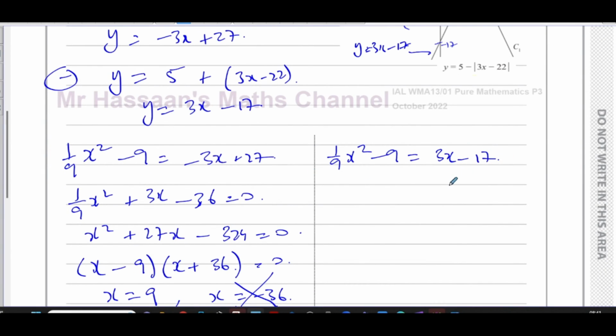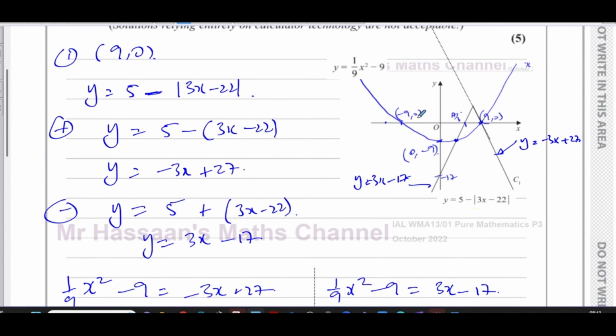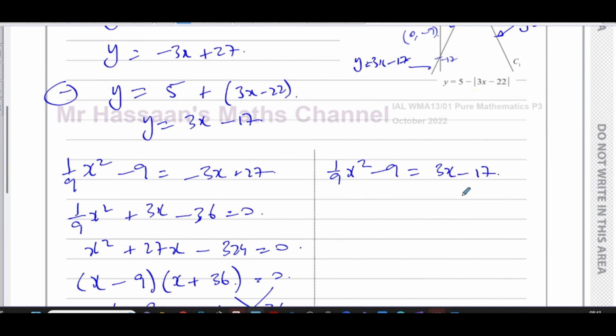Okay, so we want to solve this to find this point here where they intersect. We can multiply by 9 first to get rid of the fractions. In fact, no, to make it easier, let's just bring everything to one side first. So you have 1/9 x squared minus 3x, and you have minus 9 plus 17.